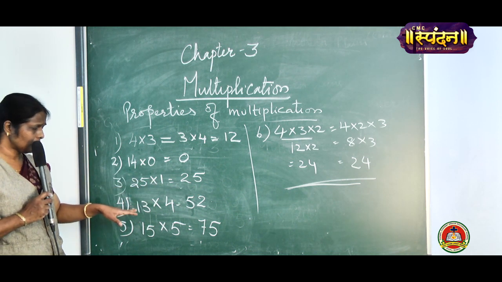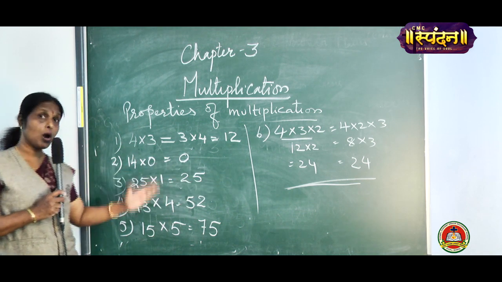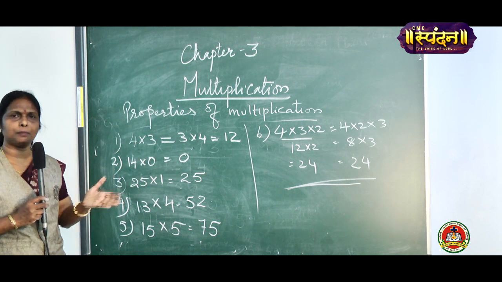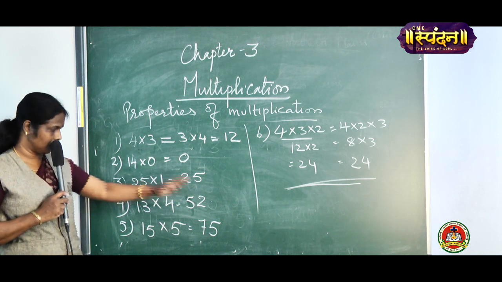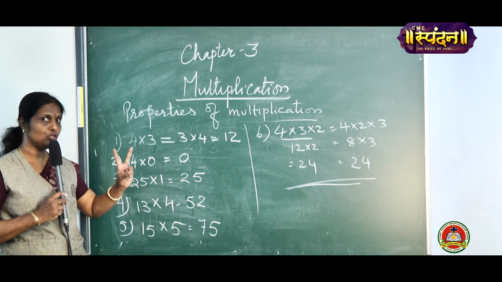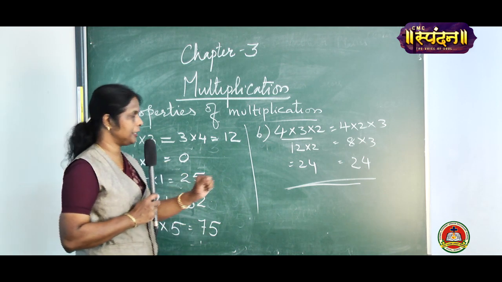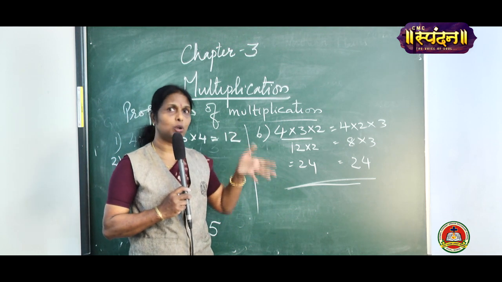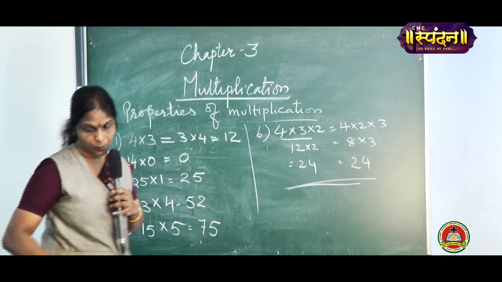Next is, an even number into an even number will be an even number, and an odd number into an even number will also be an even number. Means any number multiplied, whether it be an odd number or an even number, you will always get an even number only. Now the fifth property was that the product of any two odd numbers will always be an odd number. The last property here is that any three numbers multiplied in any order, the product remains the same. So this was all about your properties.